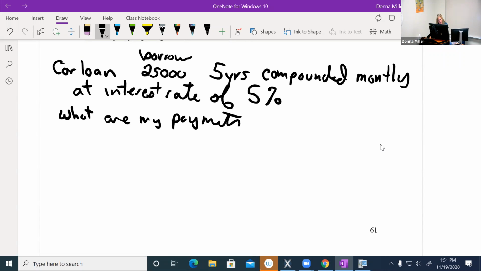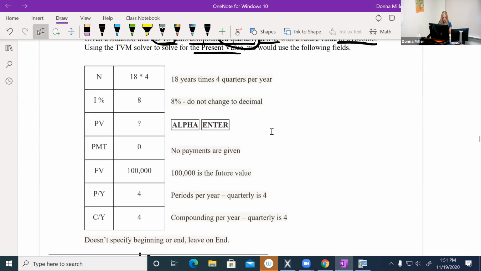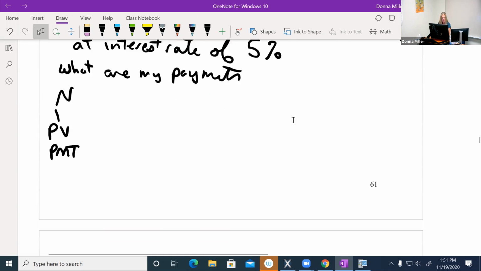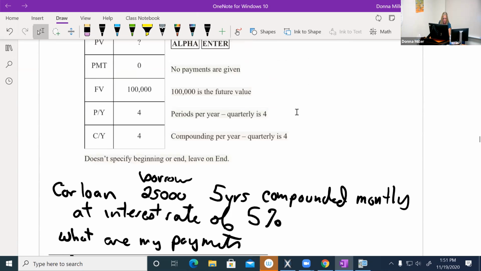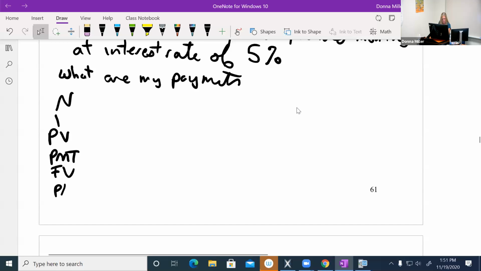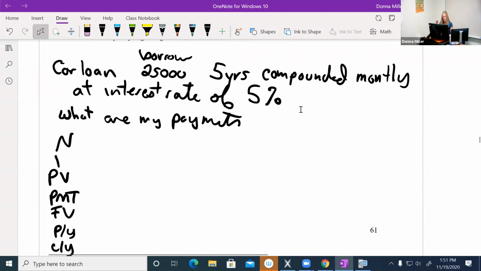So what I like to do is just make a list. Where are all the variables? N, I, PV, payment, future value. All right, so if I fill out all this stuff, N is going to be the time times the number of times I compound. So it's 5 years for 12 months, right? 5 times 12. The interest rate is 5%, so I'm just going to enter 5.